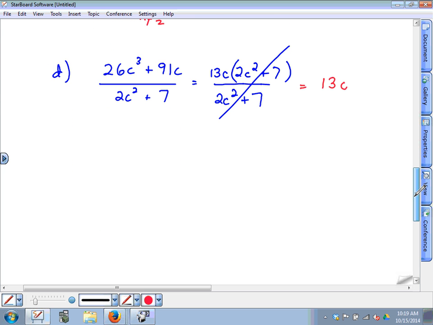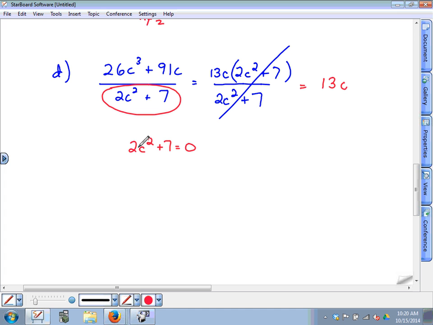Now put your thinking caps on here for a second. We have to state the excluded values. So we need this 2c squared plus 7. If you're clever enough about this, you can just skip this next step. We're trying to find out what c can't equal. Now, I want you guys to put on your imaginations here.